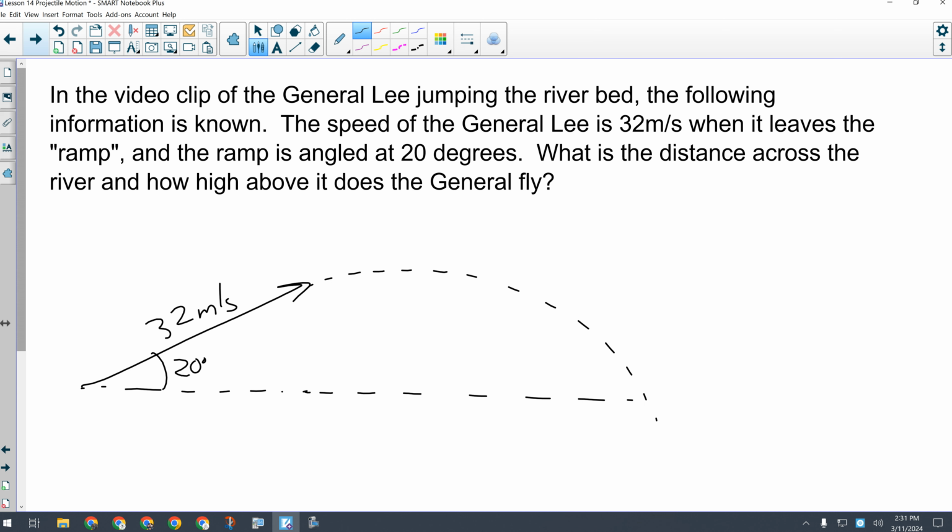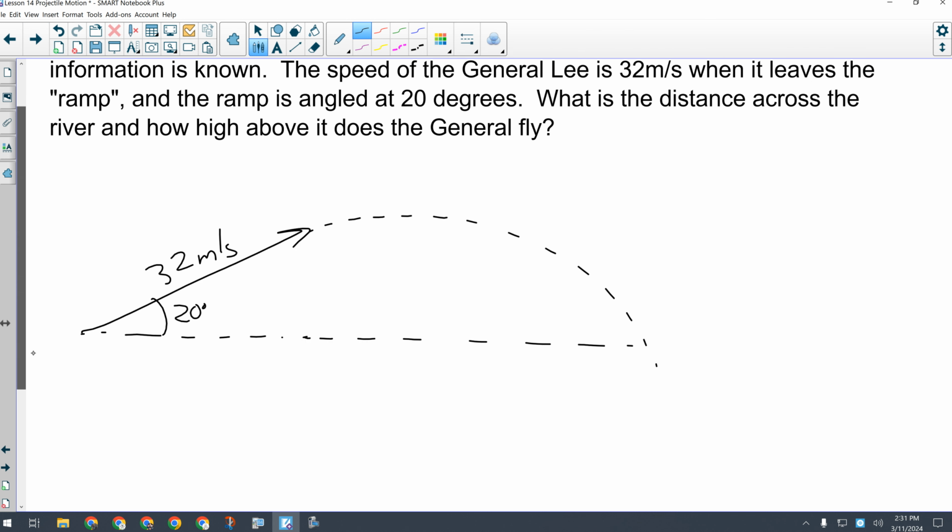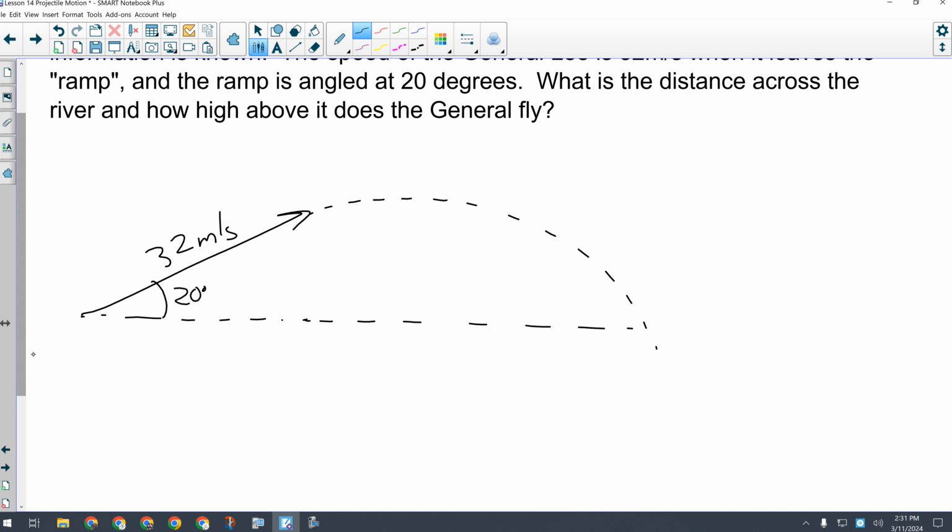Okay, everybody with me so far? So the two things that we're being asked to calculate are this horizontal distance here and the maximum height that the car reaches above the ground. So we're asked to calculate one horizontal thing and one vertical thing. So let's look at what we know right now.